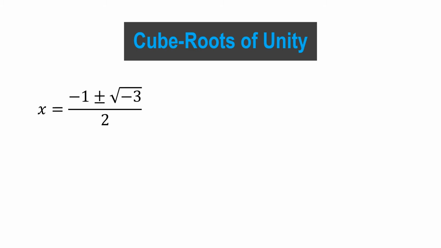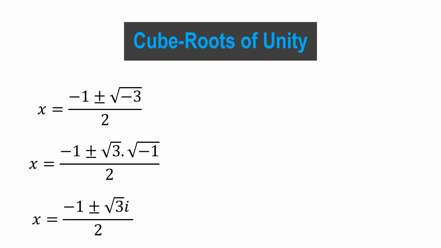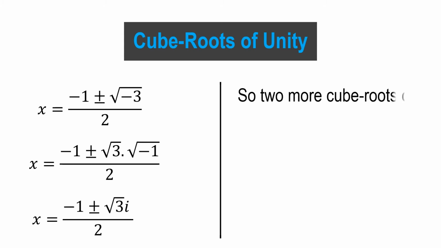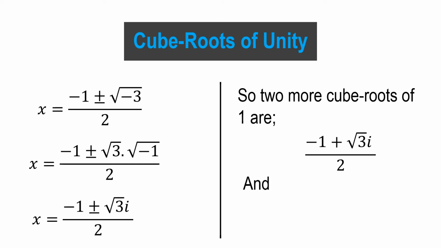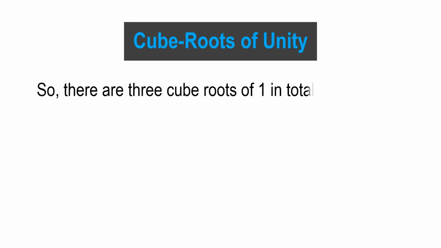After simplification, we get x is equal to negative 1 plus minus square root of negative 3 whole divided by 2, and then x is equal to negative 1 plus minus square root of 3 into square root of negative 1 whole divided by 2, which is equal to negative 1 plus minus square root of 3 into iota whole divided by 2. So two more cube roots of 1 are negative 1 plus square root of 3 into iota whole divided by 2 and negative 1 minus square root of 3 iota whole divided by 2.